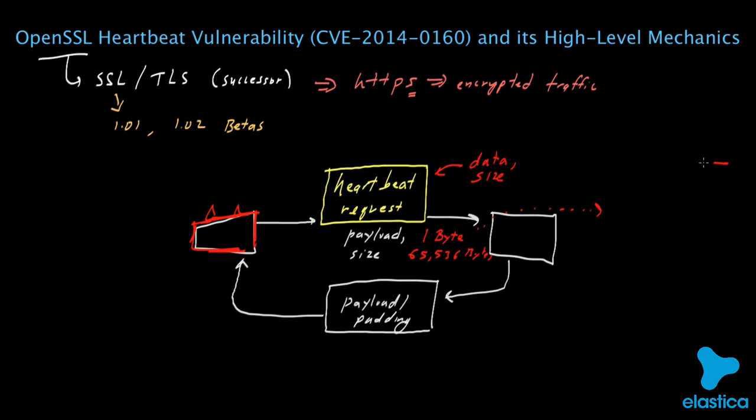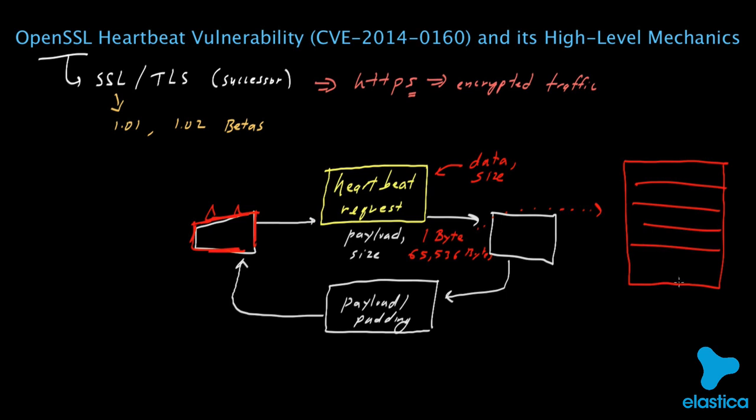Now the code that handles the Heartbleed extension piece within the OpenSSL library will copy this payload that the attacker provided into its memory, and then at some point, as part of the response, it's going to copy this data back out from its memory and send back a Heartbleed response to the attacker.